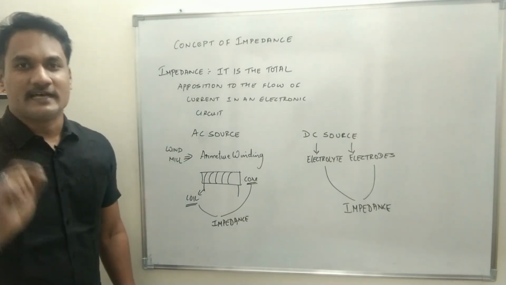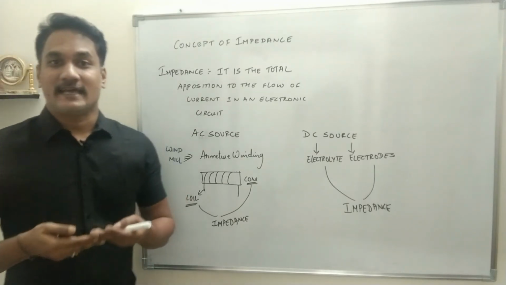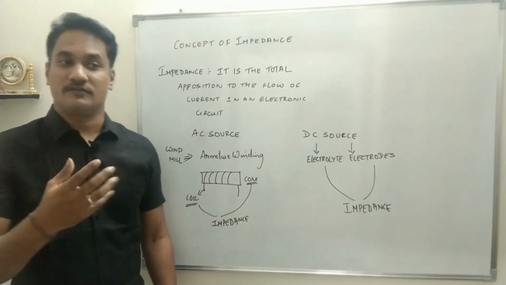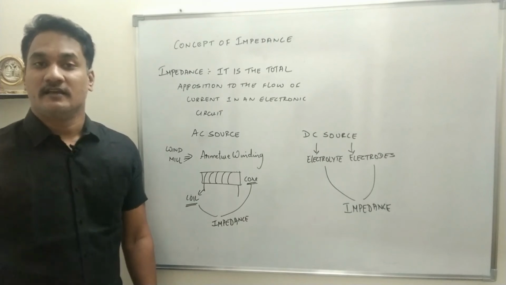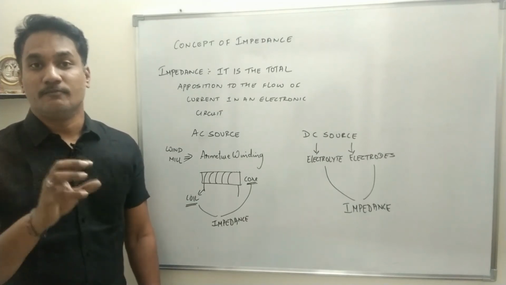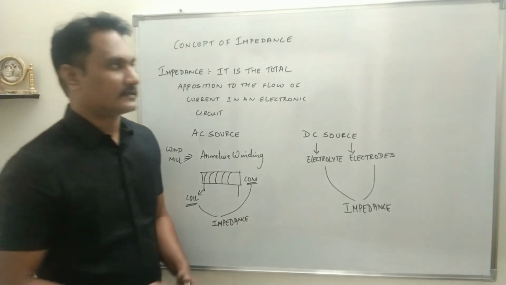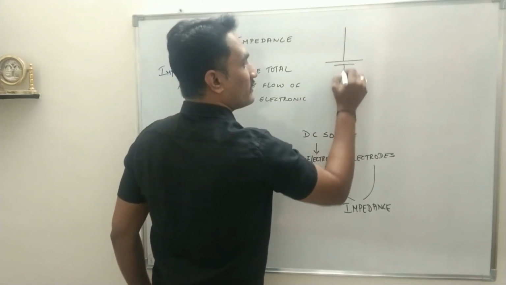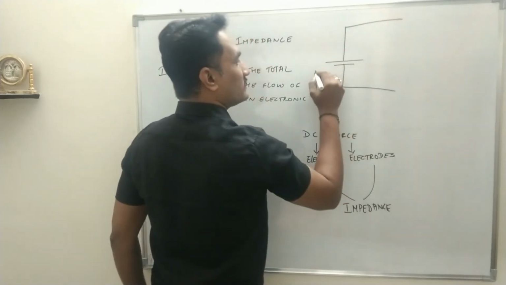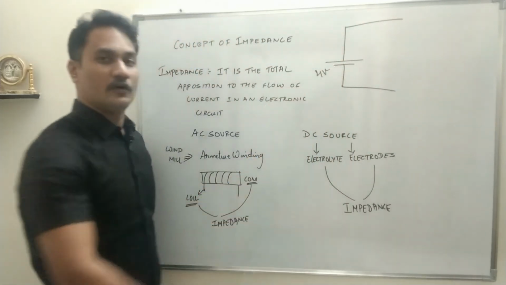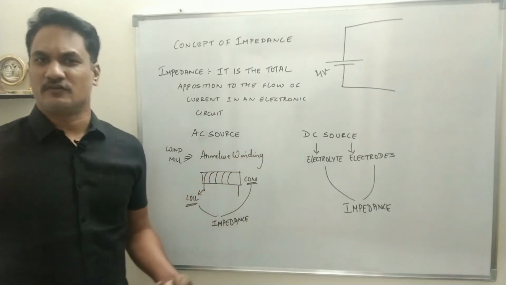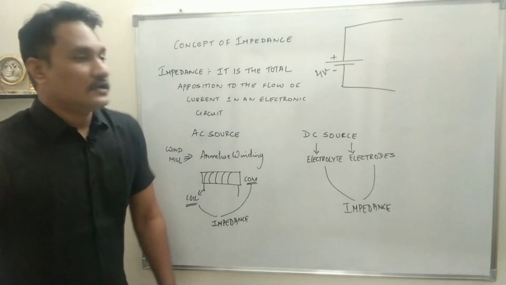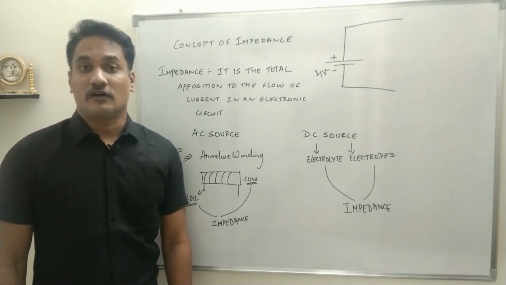So let us take one example and try to understand how this impedance affects the electronic circuit. Suppose I have designed a source of 4 volt. We have designed an AC or DC source. Let us take the example of a DC source, positive, negative. So we have designed a DC source of 4 volt.